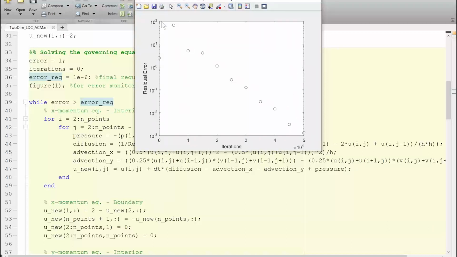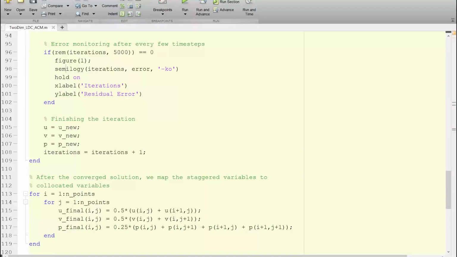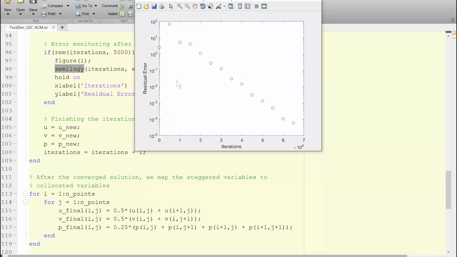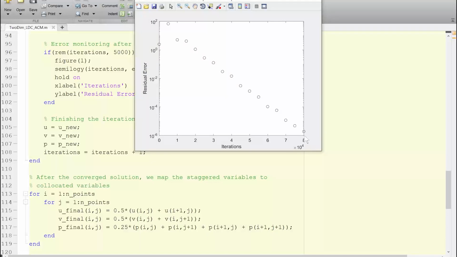And the command semilogy that I had used here, if you remember, so if I just quickly go back. I have used this command called semilogy, and what it does is it plots the y-axis in a logarithmic form because I wanted to see the error residual being smaller than 10 to the power minus 6, and it is much easier to see such numbers on a logarithmic scale. So after I get the converged solution, you can see that this process stops.